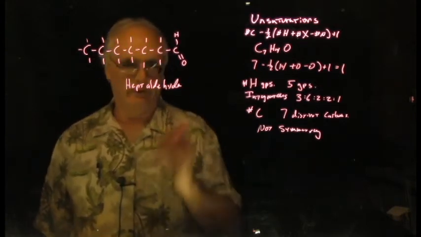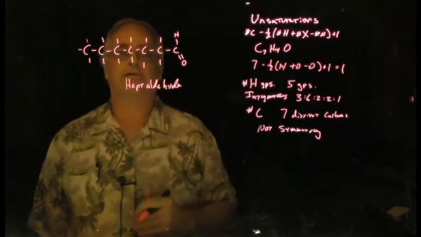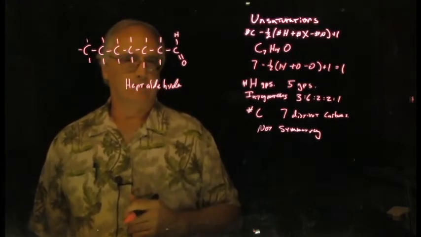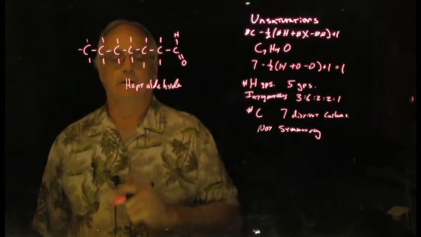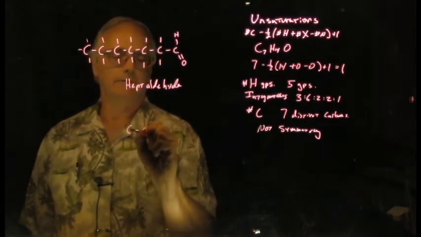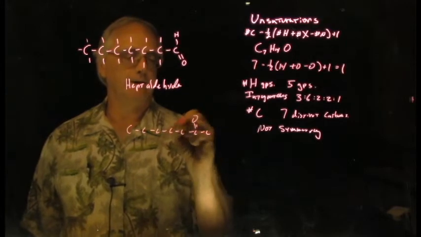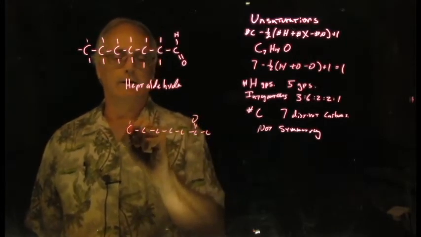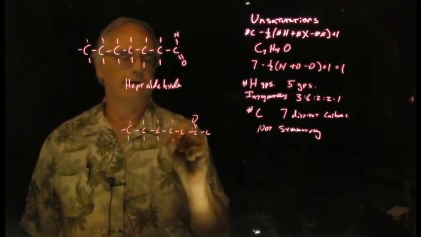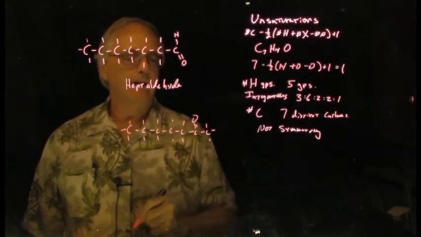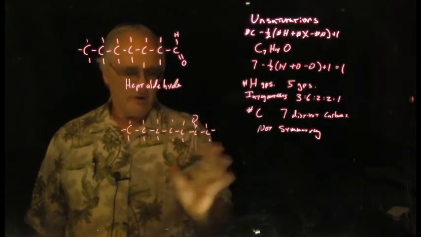You could draw ketones and so forth of various types from the structure. But a ketone, for example, 1, 2, 3, 4, 5, 6, 7. Let's put a ketone in, right there. And all the other positions are occupied with hydrogens. Now, you could draw that molecule.